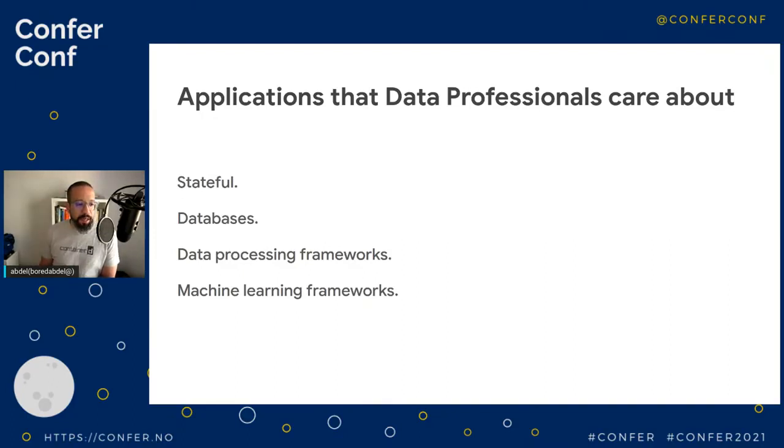So basically, most data applications tend to be stateful. Stateful means that they manage some sort of state, so they need storage. People in the data space seem to use a lot of databases. They seem to use a lot of data processing frameworks, which are slightly different than what application developers probably use. And these are things like pipelines to manage data transformations, pipelines to sequence in which order transformations will be applied on some sort of data, and stuff like that. And machine learning obviously is one of the big ones.